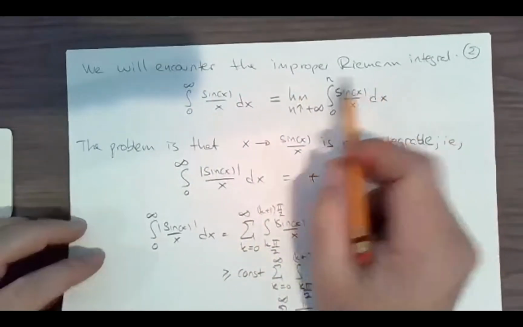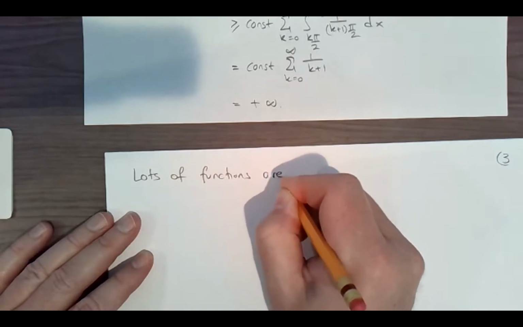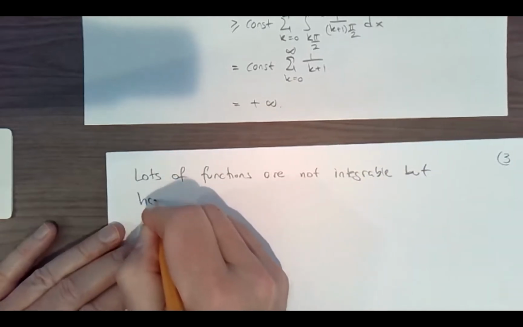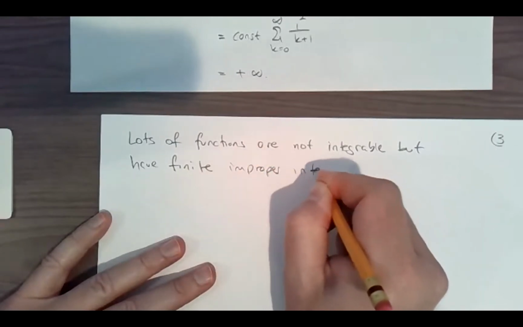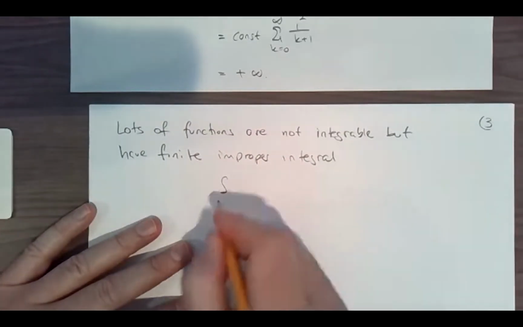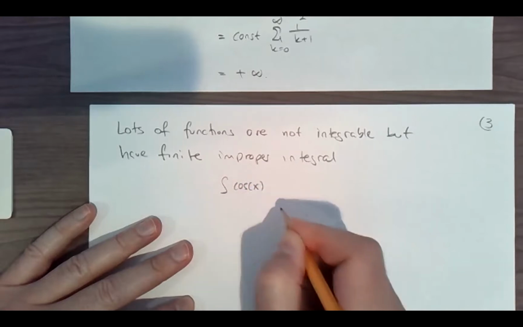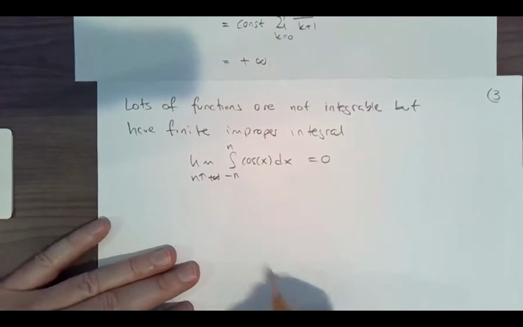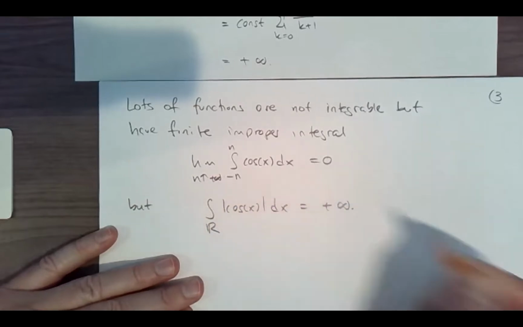There are lots of these integrals that behave like that. For example, you can take the x away downstairs and you'll have the same phenomenon. There are lots of functions that are not integrable, but have a finite improper integral. You could just take, should we say cosine? Maybe say cosine. Cosine x dx, I'm looking at it from minus n to n. I take the limit. This will be zero. But if I integrate over R the absolute value of cosine, this is equal to plus infinity.